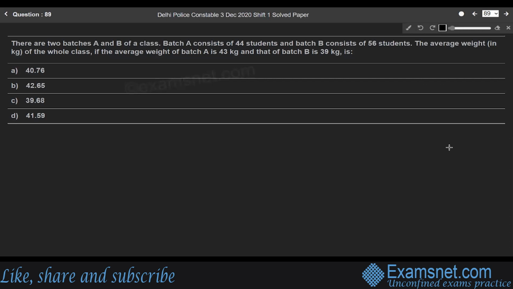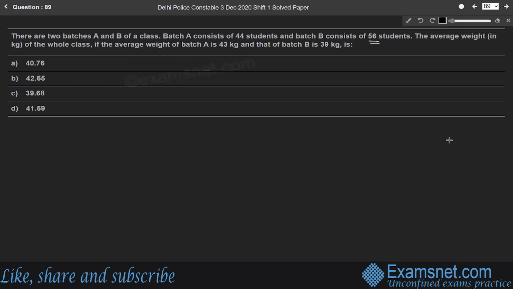There are two batches A and B of a class. Batch A consists of 44 students and batch B consists of 56 students. The average weight of the whole class, if the average weight of batch A is 43 kg and that of batch B is 39 kg, is. So, there are two batches in a class, A and B, in which the number of students in A and B are given, and the average weight of class A and class B is given.